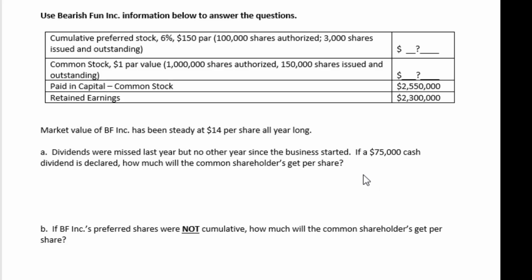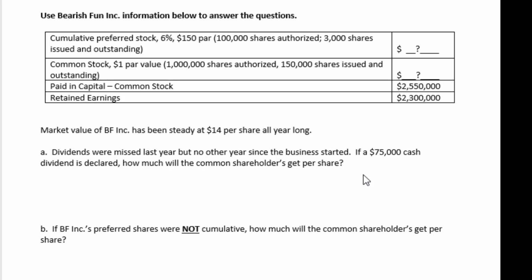So we're going to work on Bearish Fund. It's got a variety of equity topics, including preferred dividends, common dividends, and total equity. So here we have some information from Bearish Fund with two amounts missing. And so they want you to use your theoretical understanding of equity in order to solve for those two amounts. And then they want to talk about some dividends. So let's talk about the first question.